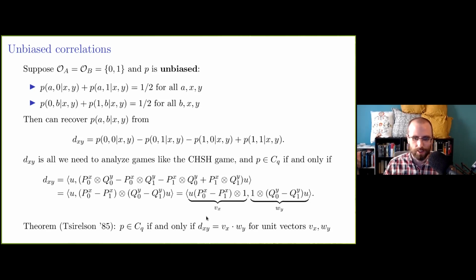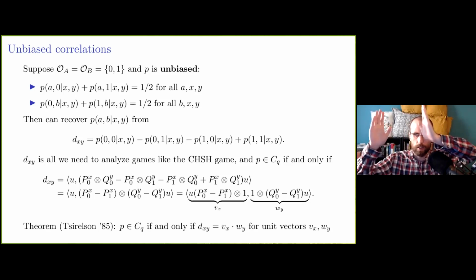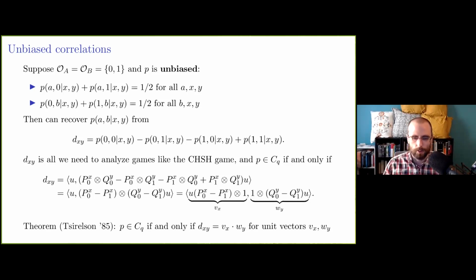So what that means is, if you look at inner products between a collection of vectors, that's a Gram matrix, or semidefinite matrix. And so what we want is for d to be the upper right-hand corner of a Gram matrix. You can decide whether something is the upper right-hand corner of a Gram matrix in a number of different ways. So that allows you to decide the membership problem for unbiased correlations.